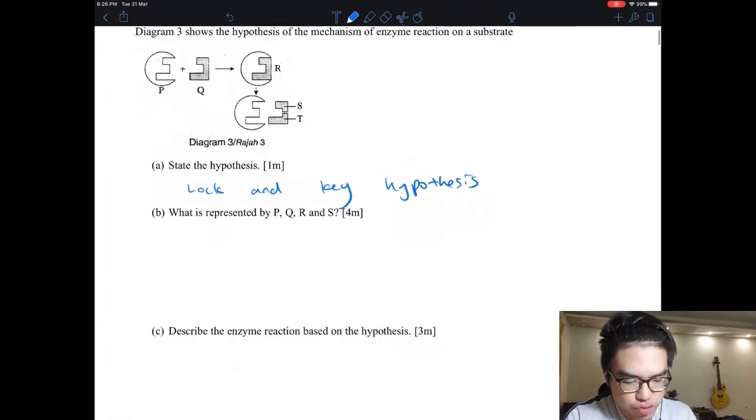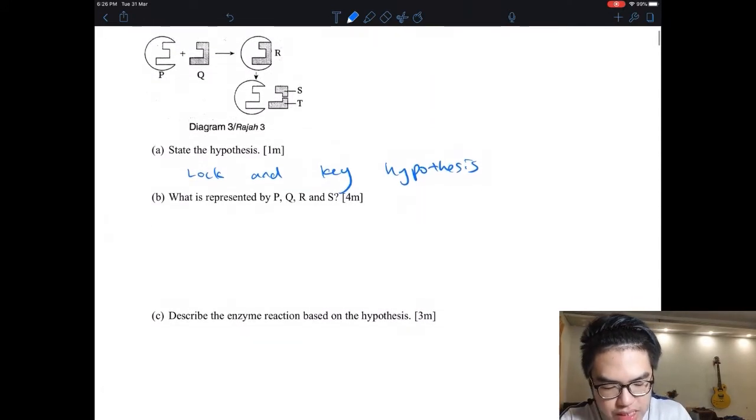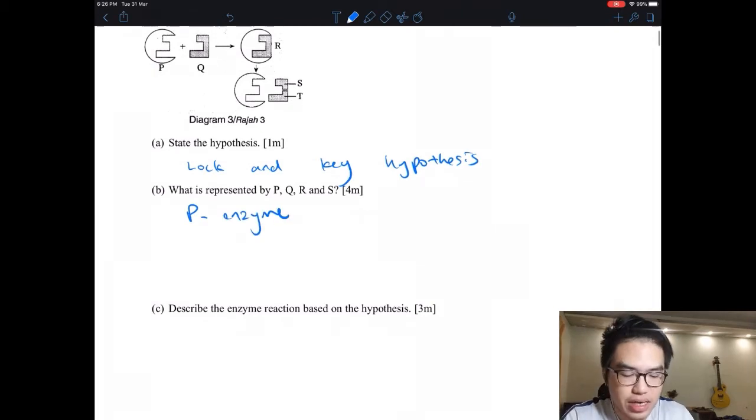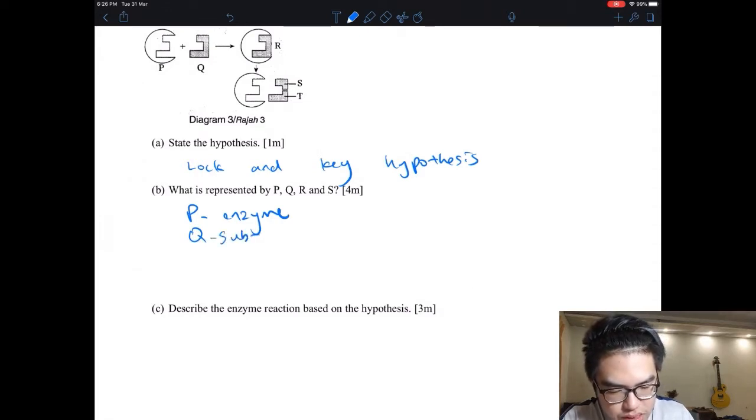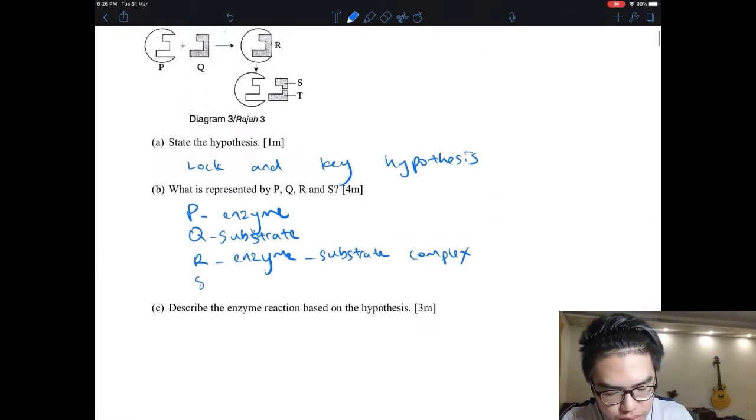B. What is represented by P, Q, R, and S? So P is the enzyme, very simple. That's my lock. Q is the key, which is our substrate. So what are R and S? R is my enzyme substrate complex. So what is S? S is my product. In fact, S and T are products.